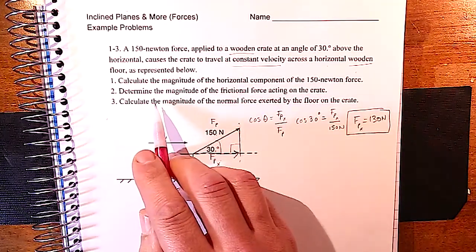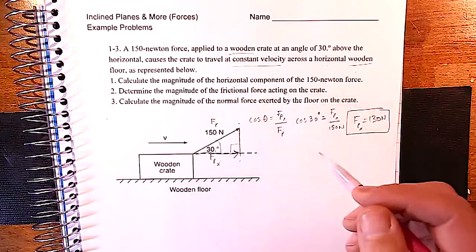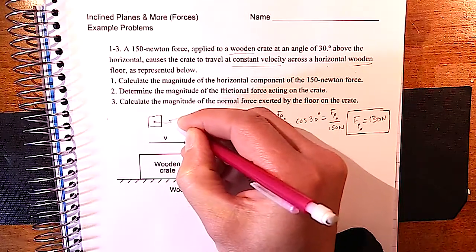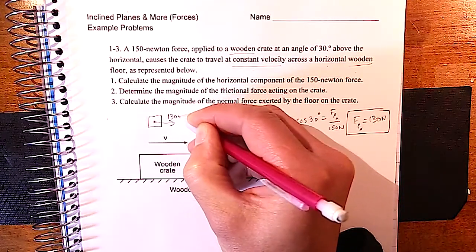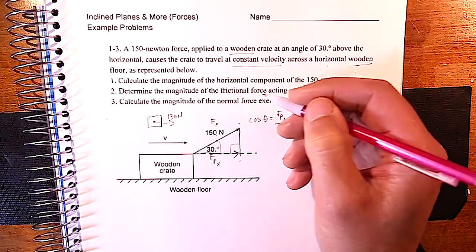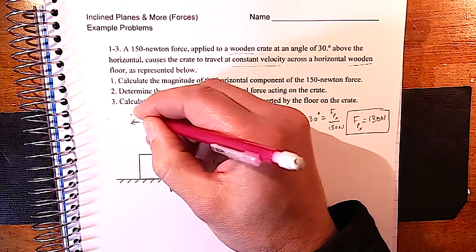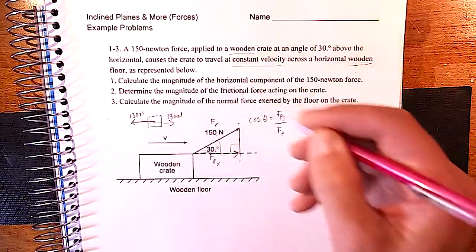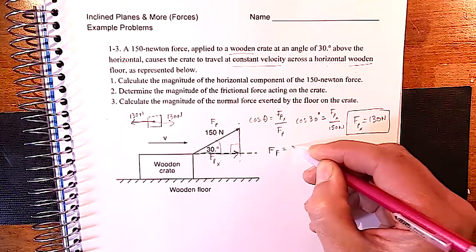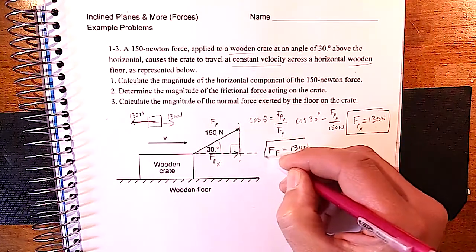Question 2 says determine the magnitude of the frictional force acting on the crate. Well, if the crate has a force of 130 newtons acting to the right, and it's at a constant velocity, that means the acceleration is 0, so the net force has to be 0. So the frictional force has to be 130 newtons, the same as Fpx.